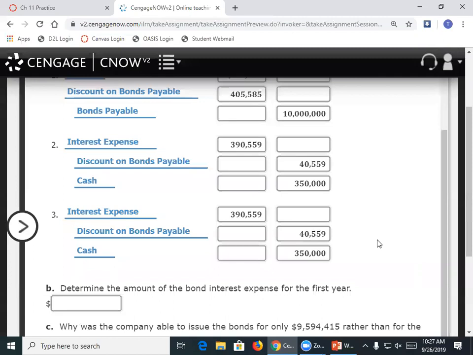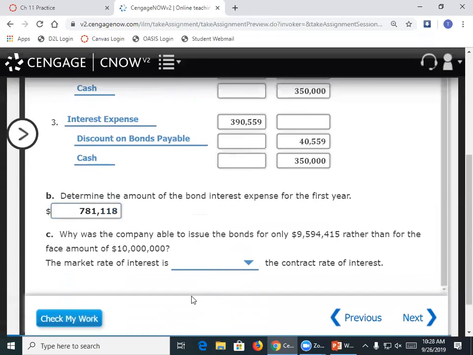On B, it says determine the amount of bond interest expense for the first year. Anyone know what that might be? 781,118. All we're doing is saying, well, we made 2 payments of interest, so 390,559 plus 390,559. So in the first year, the total interest on the bond is those 2 added together. That's where the 781,118 is coming from.